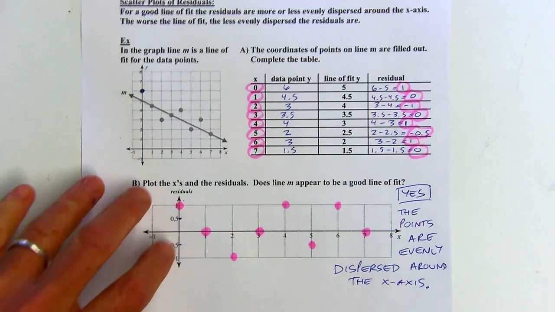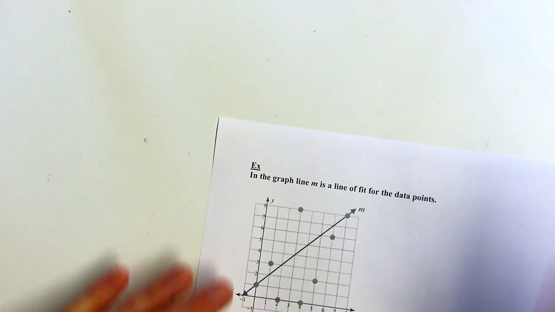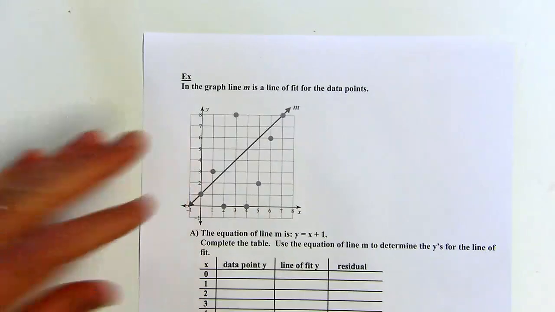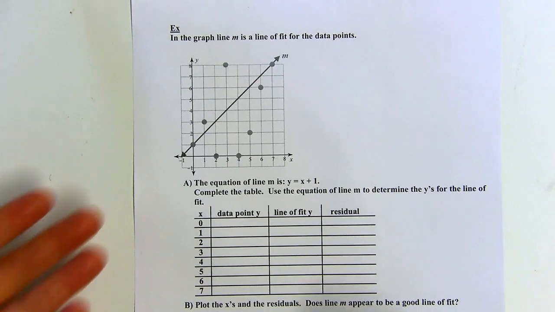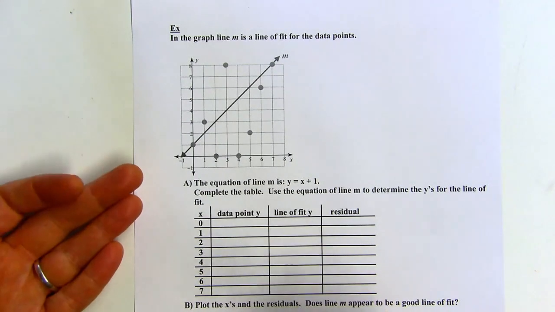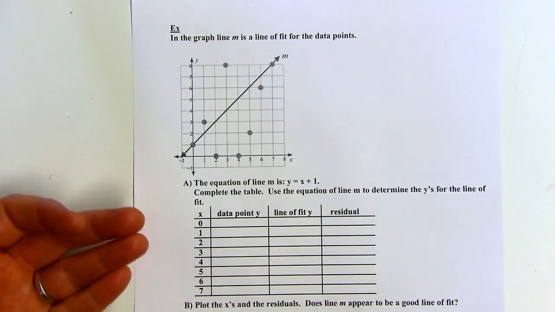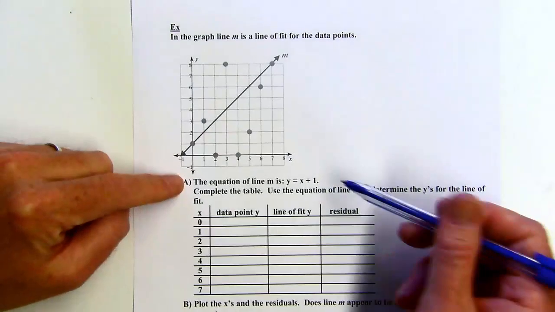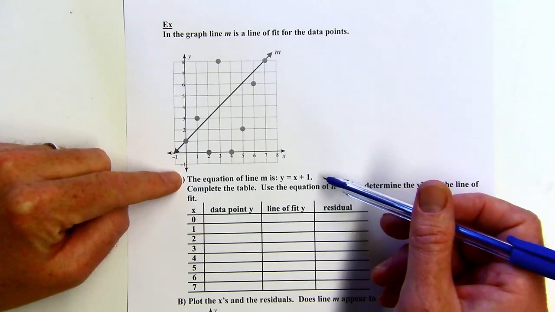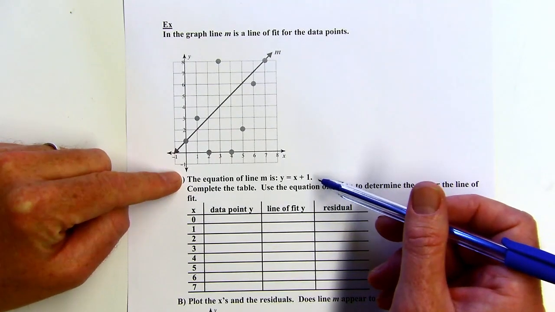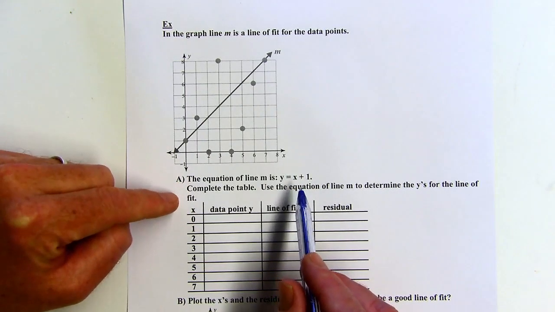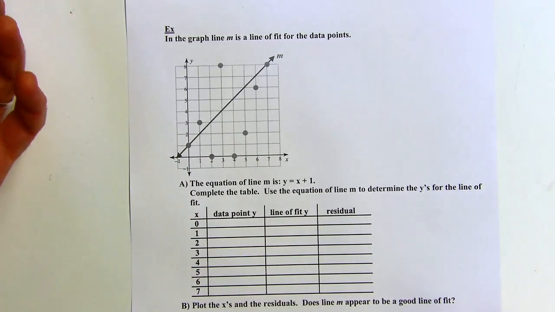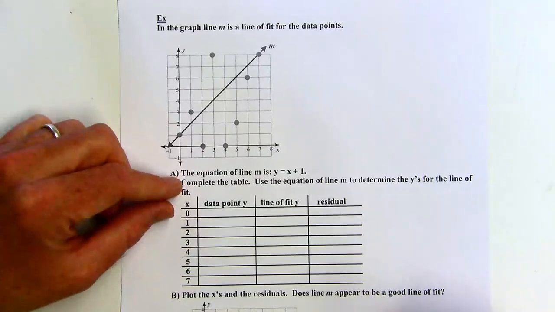All right, let's try another example then. So again, we've got a scatter plot and a line of fit that's graphed, and we're doing all of this to see if this is a good line of fit for these data points or not, okay? So it tells us the equation of the line is y equals x plus 1, okay? So we can use this equation to find the ordered pairs, okay? You can also just look at the graph, but you could use the equation if you wanted to as well.